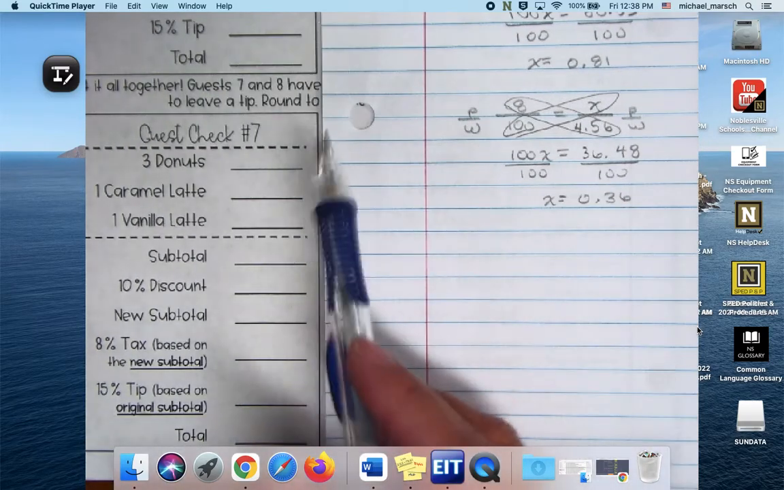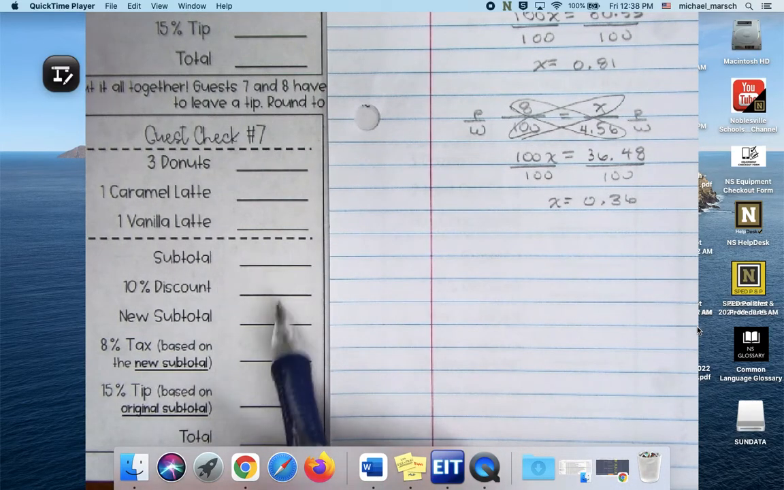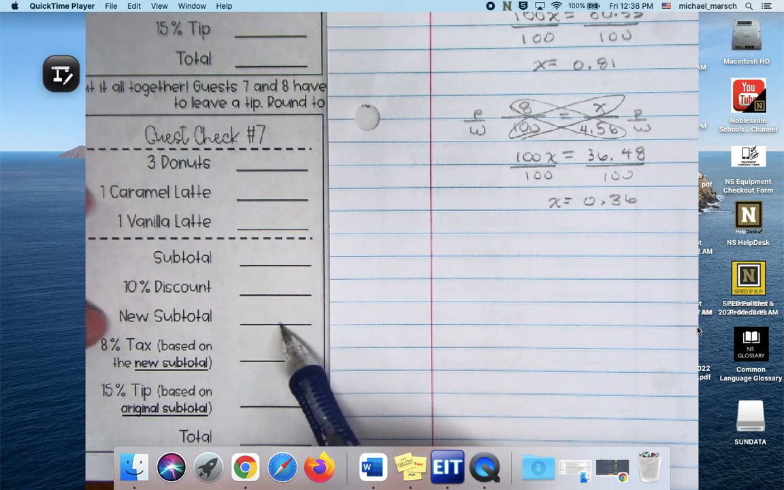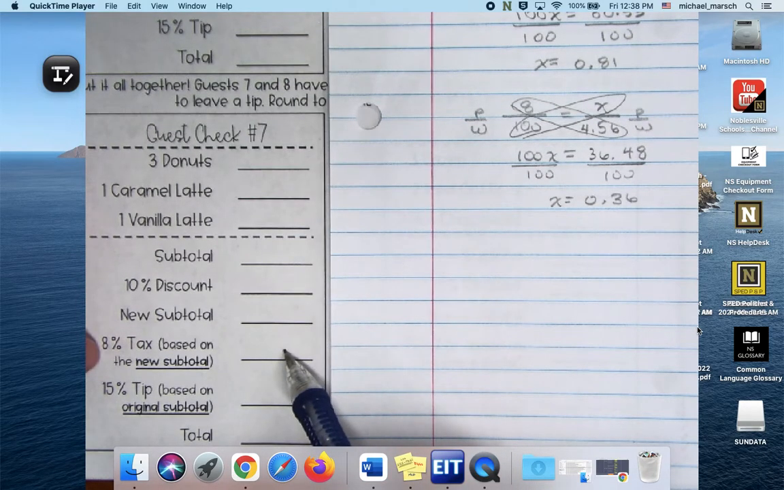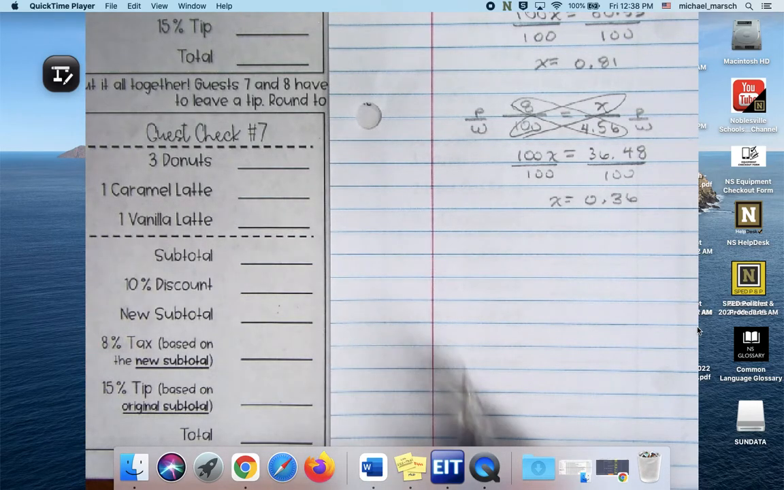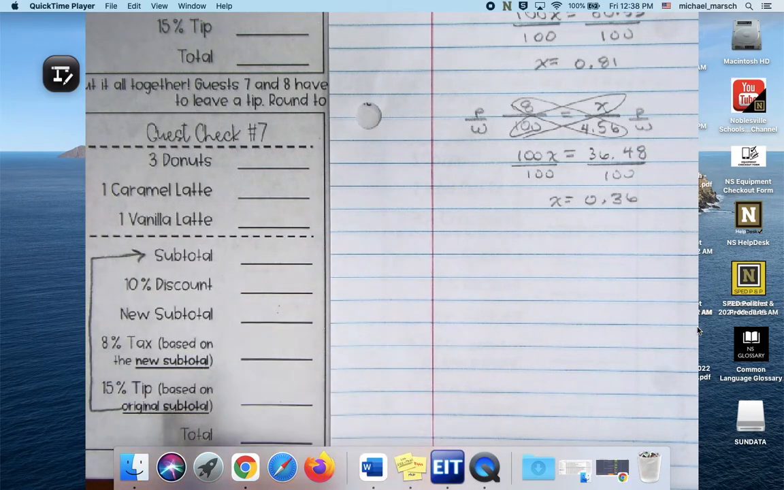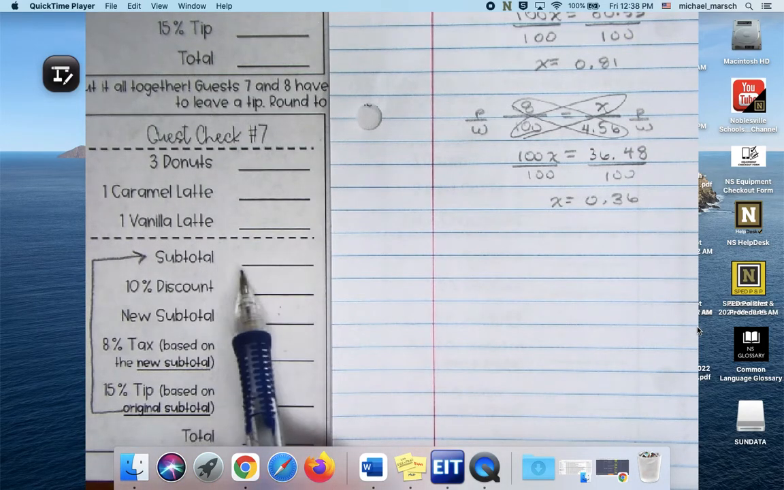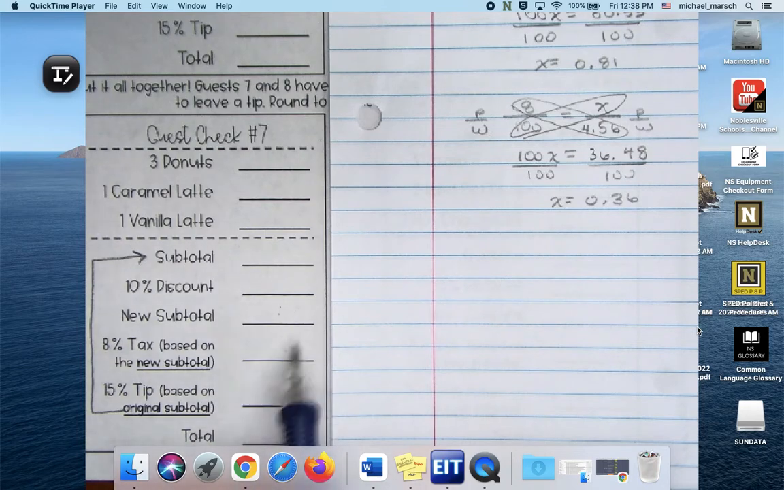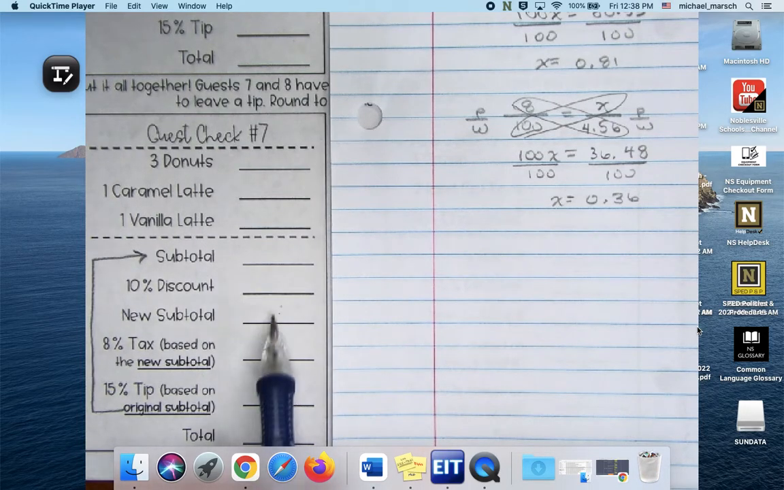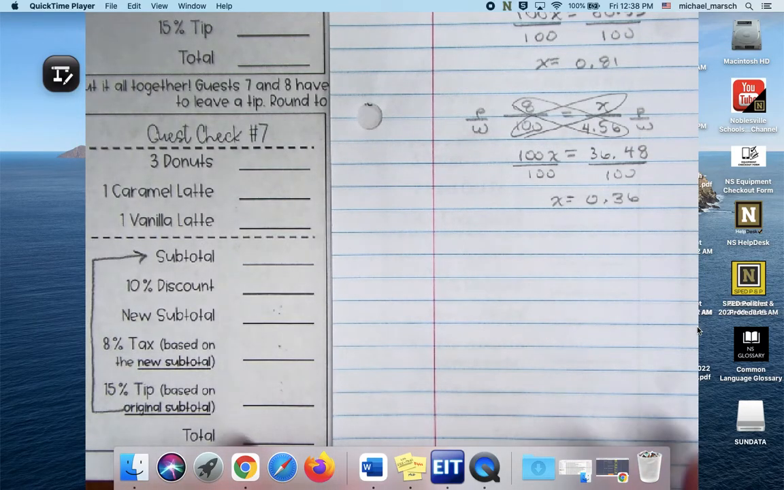We've got 3 donuts, a caramel latte, a vanilla latte. They have a discount, which will give them a new total. Then you have to figure out tax based on this subtotal. Then a tip, based on the original subtotal, right? Because you tip based on how much it cost before any discounts. And then you add these last 3 together: new subtotal, tax, and tip to get the total. Government always has to take your money. So we got a lot going on here.